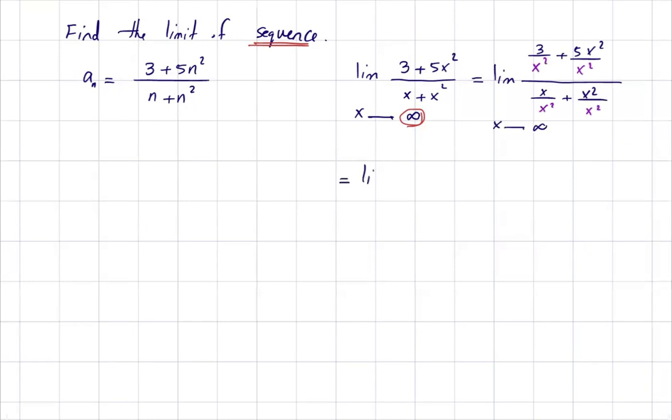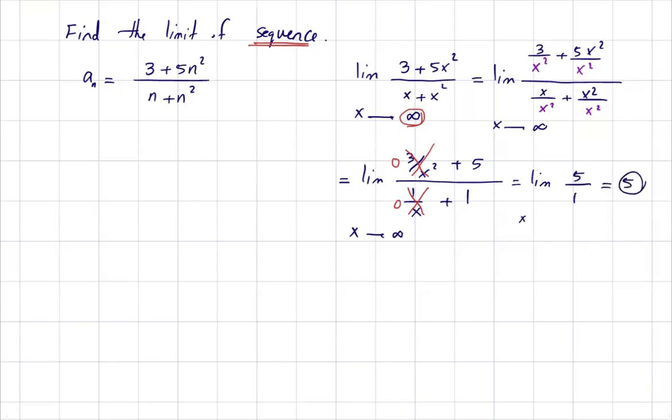This limit is equal to the limit of 3 divided by x squared plus 5 over 1 over x plus 1 as x goes to infinity. But when x goes to infinity, 3 over infinity is 0, and 1 over x, or 1 over infinity, is equal to 0. So this limit is equal to the limit of 5 divided by 1, or 5.